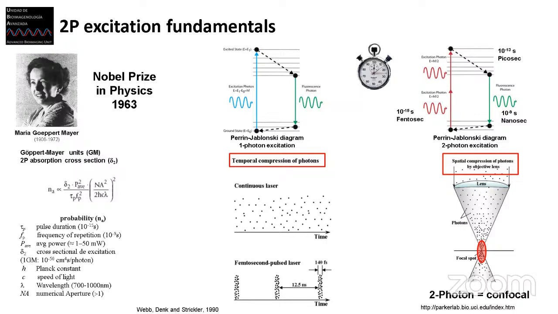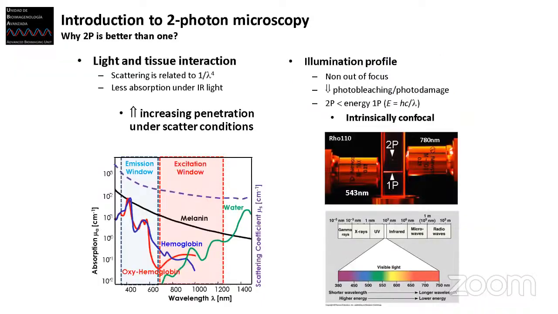And one amazing thing of this is whatever you have above or behind this point will not be excited, because you don't have the two conditions, temporal compression and spatial compression, which is the requirement to have two-photon excitation. But what is so unique about two-photon excitation?